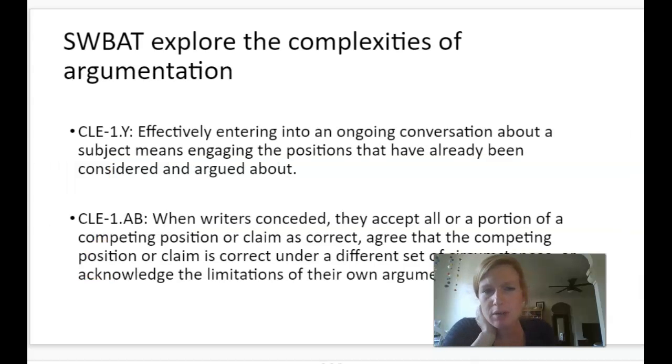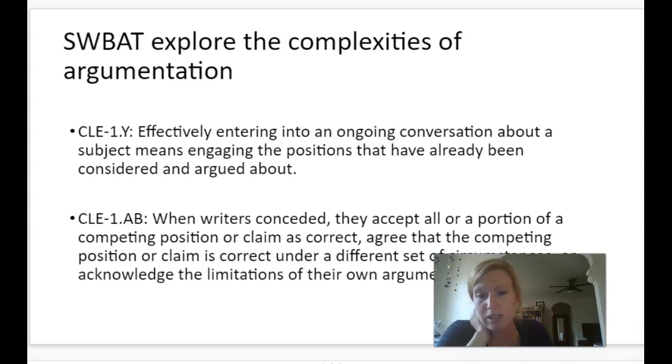All right, so today we're going to be exploring the complexities of argumentation. And this really should say we're just beginning to explore. We won't cover all of the complexities of argumentation in just today's lesson. And so some of the skills that we're focusing on: effectively entering into an ongoing conversation about a subject means engaging the positions that have already been considered and argued about.